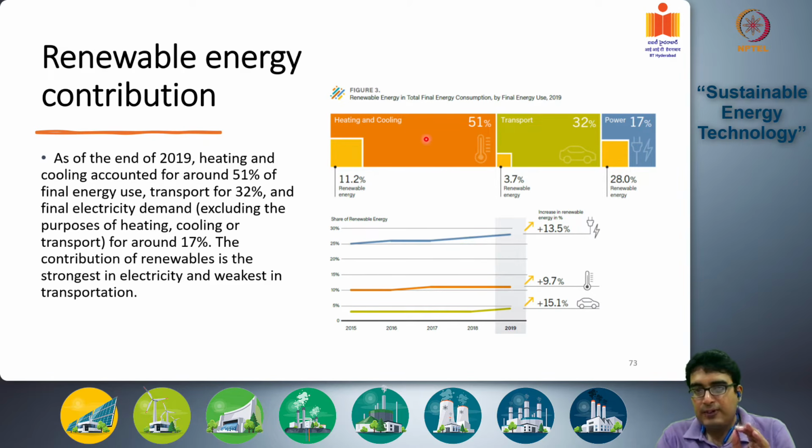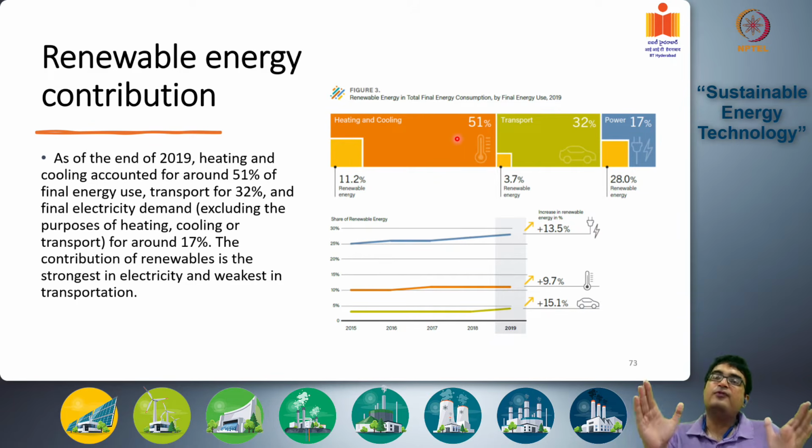consumption, 51% of the total energy is due to heating and cooling. Not only domestic heating and cooling, but also industrial heating needs. As we discussed, many industrial sectors require a significant amount of industrial process heat to run their various processes. So that heating need is also part of this, along with domestic and commercial heating of buildings, etc.